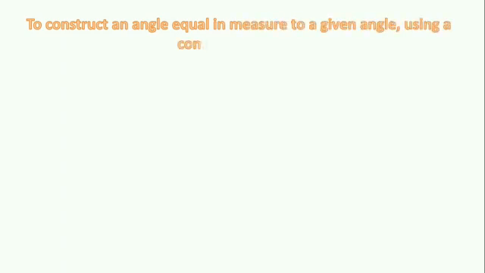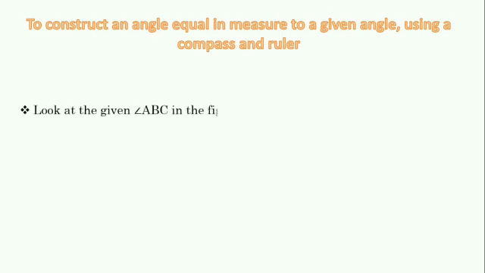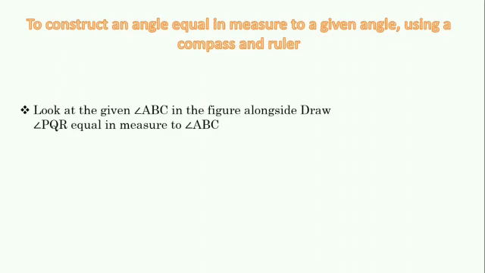To construct an angle equal in measure to a given angle using a compass and ruler. Look at the given angle ABC in the figure alongside. Draw angle PQR equal in measure to angle ABC. Draw ray QR.